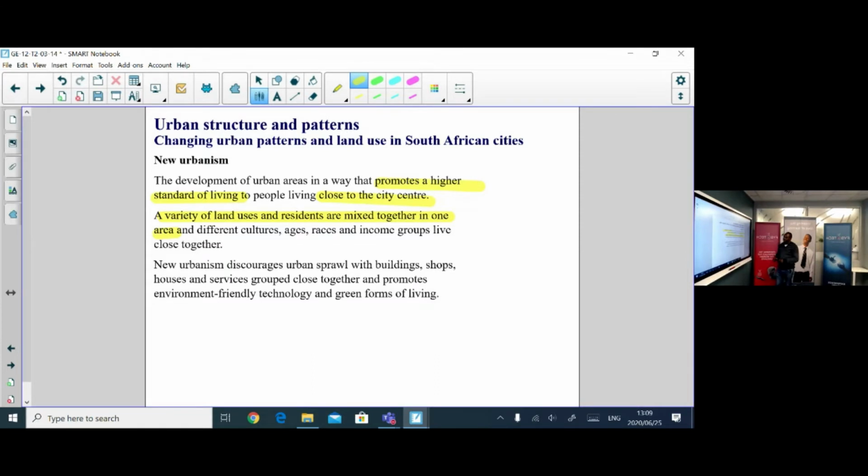New urbanism discourages urban sprawl with buildings, shops, houses, and services grouped close together, and promotes environment-friendly technology and green forms of living.